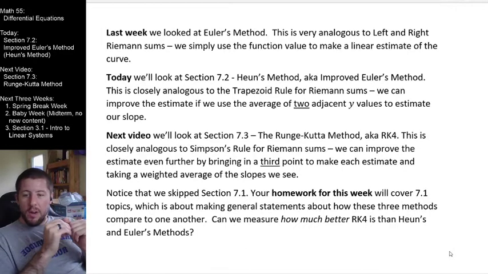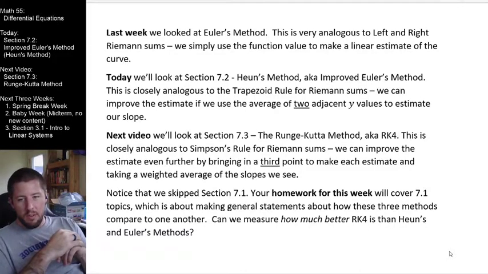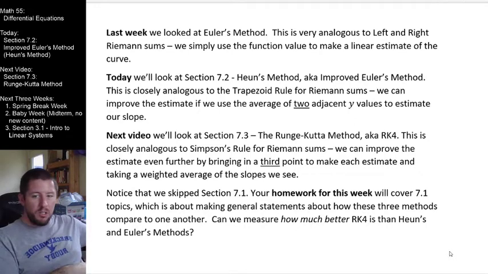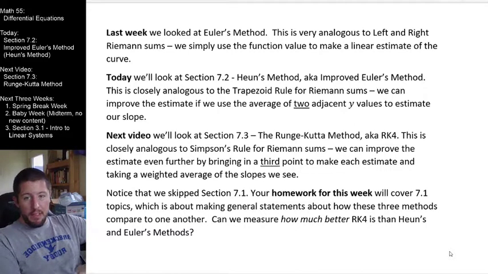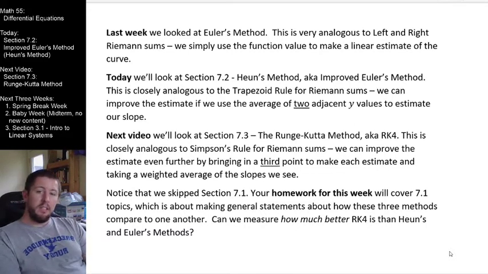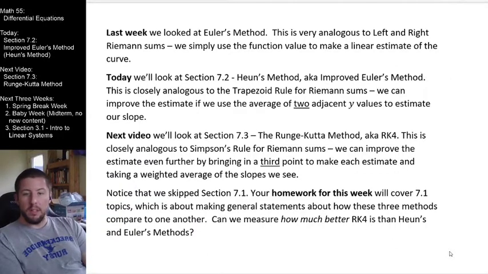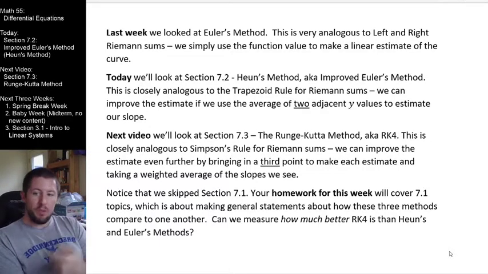But what we saw when you learn about Riemann sums is that doing our left and right hand sums are always going to introduce some error, and that there's actually some better techniques that we can do other than just left and right Riemann sums if we want to get estimates for areas underneath the curve. I know half you guys took Calc 2 with me last semester, and we talked about these other things. Today, we're going to look at section 7.2, Heun's method, or improved Euler's method. This is very closely analogous to us upgrading from left and right Riemann sums to the trapezoid rule for Riemann sums. A very similar idea.